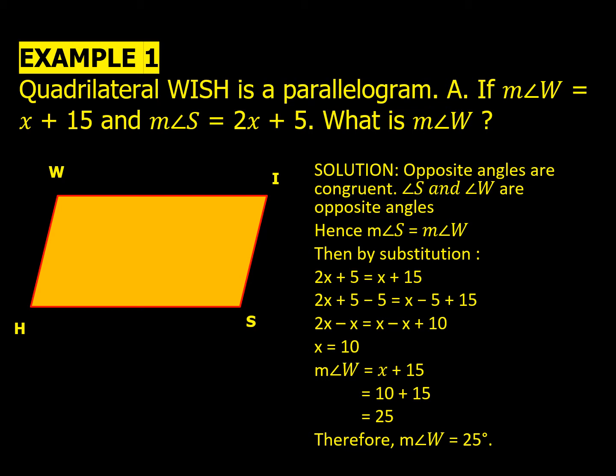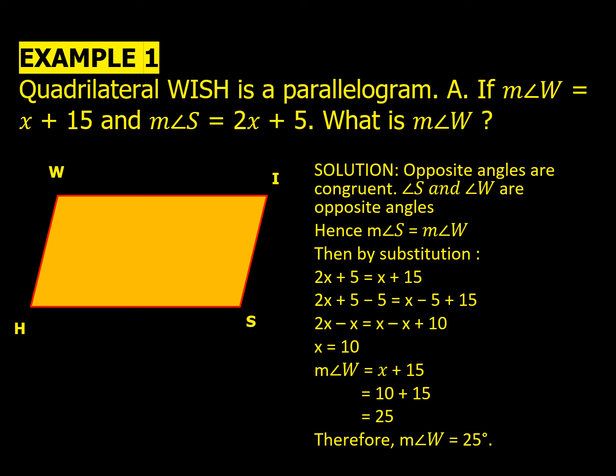So, transposing 5 to the right, we will add the additive inverse of positive 5, and that is negative 5. So 2x plus 5 minus 5, and x plus 15 minus 5. So we have now negative 5 plus 15 is equal to 10.